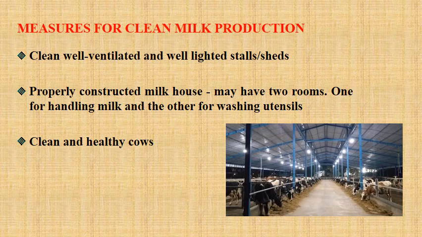And next is clean and healthy cows. As I mentioned, the animal should be regularly washed, it should be disease free, and there should be regular checking for mastitis. Mastitis is a very common condition observed in milk cows. So we have to regularly test for mastitis so that we can avoid such disease, and the milk coming from mastitis is to be avoided. So this is very, very important.